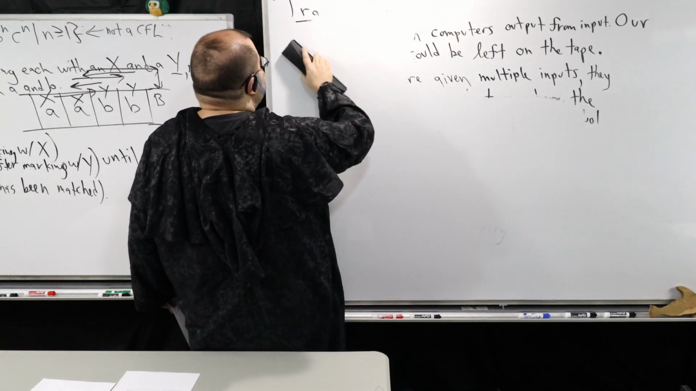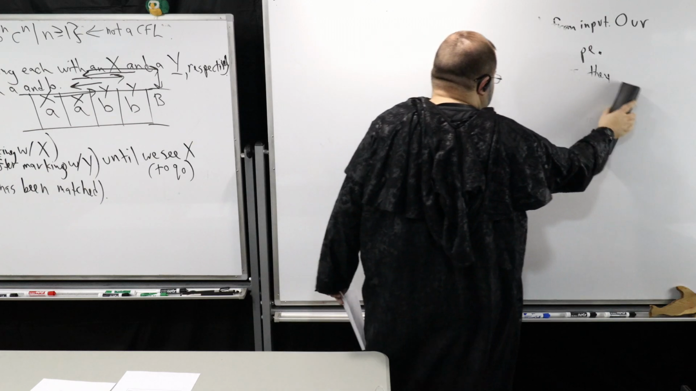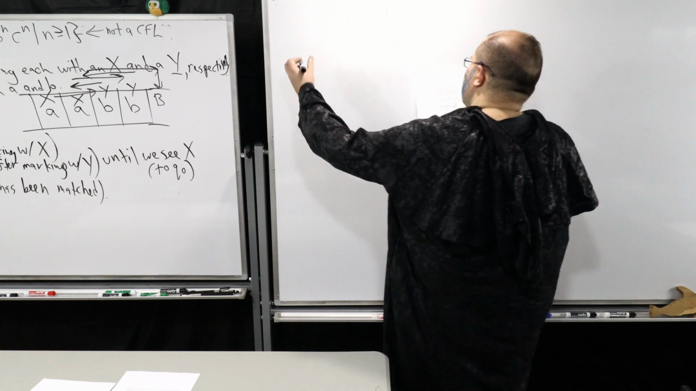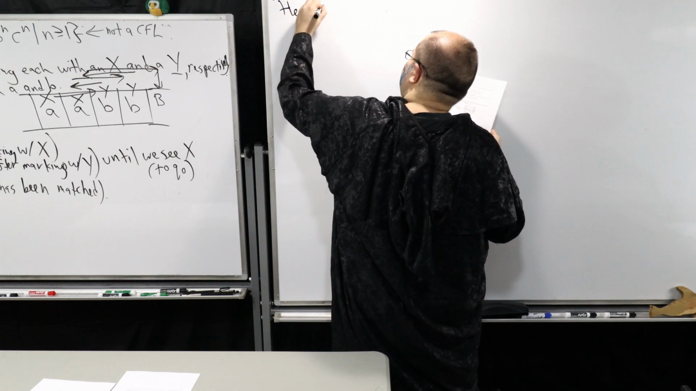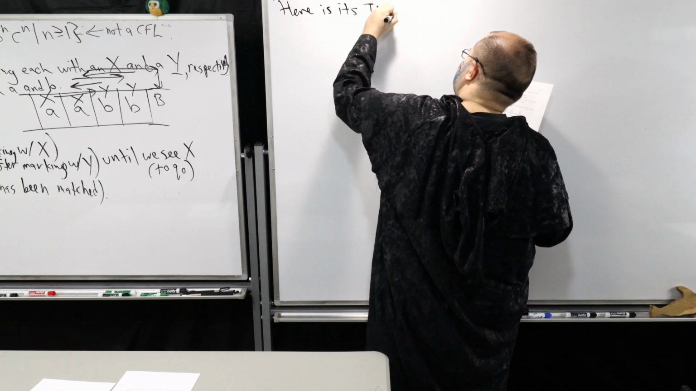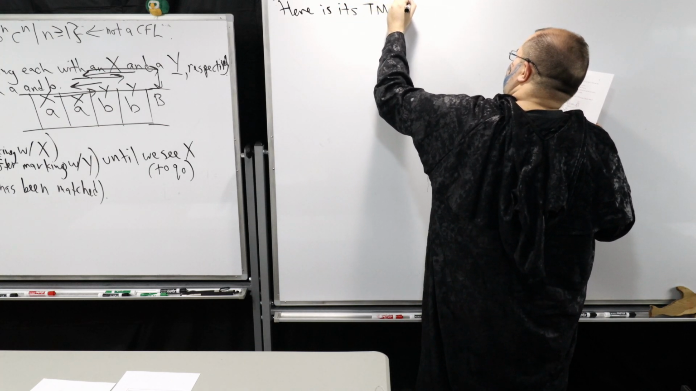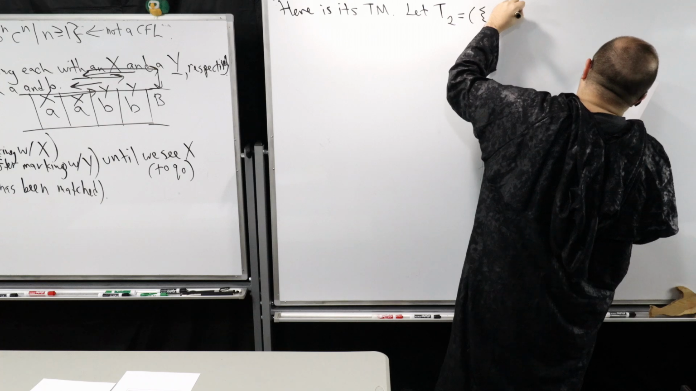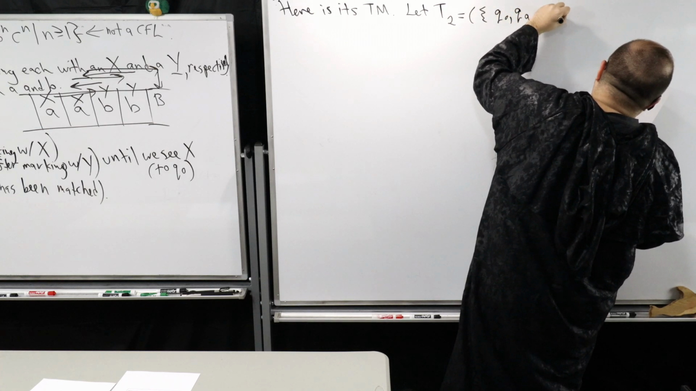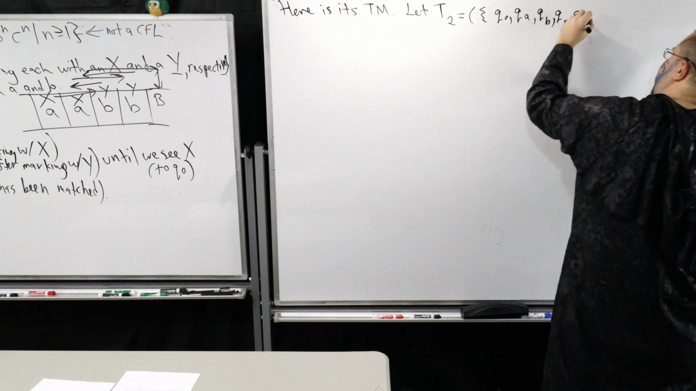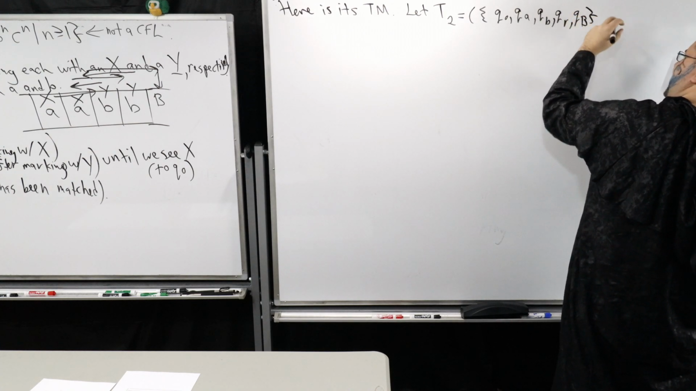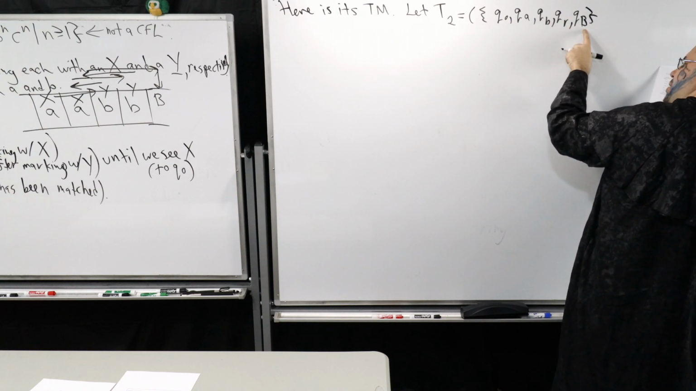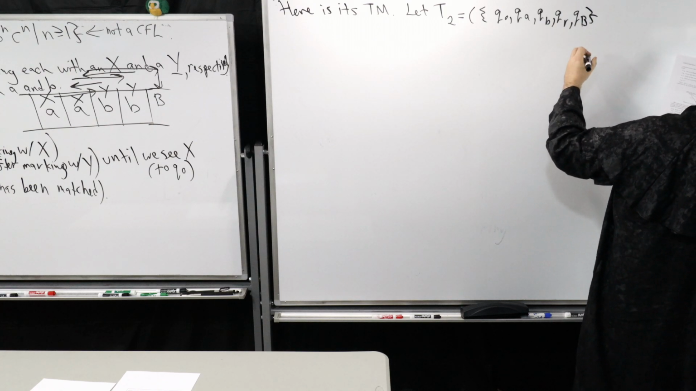So let me draw, well, I have to define the Turing machine for you. I'm going to do it with a transition diagram this time. So I'll say here is its Turing machine. I'll let T2 equal, so it's going to have Q0, QA, QB, QR, and Q capital B. You can see I've kind of given them names, like this is for the A's, that's for the B's, this is to go right for the last checkup, and this is for a blank. So when I encounter the blank, that's when I know I'm going to be done.